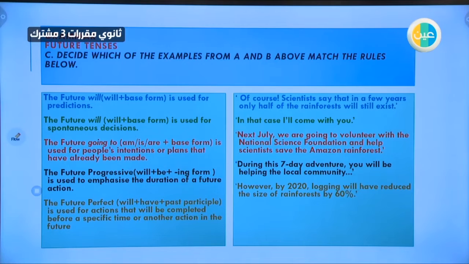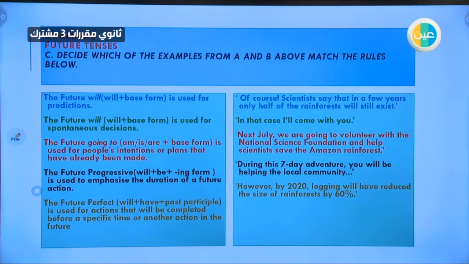We are going. So we have a special time. We decide which month we are going. So we have a plan with the National Science Foundation and help scientists save the Amazon rainforest. The future progressive will be plus ing, okay? Why do we use it? To emphasize the duration of the future. So let's look how. During the 7-day, exactly this 7-day adventure, you will be helping the local community.